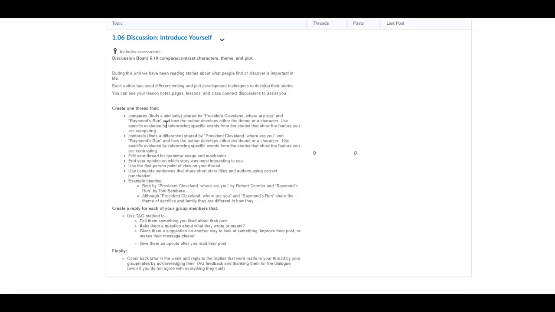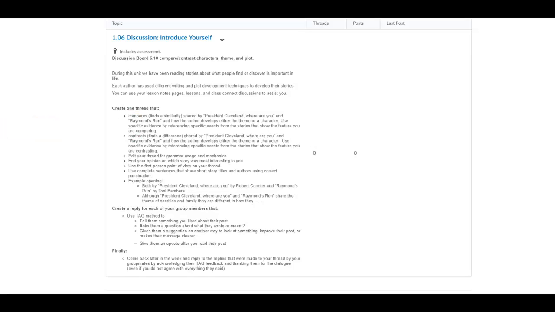The next part of your thread is a contrast, which is a difference. So the same 2 stories, President Cleveland, Where Are You? and Raymond's Run, and you find a contrast that they have, and then share some specific evidence, quote, or examples of how the author develops that element. So for example, you might say they're in different time periods, or they're in different locations, etc. And by locations, I don't mean just different cities, but different rural or urban, that kind of thing.